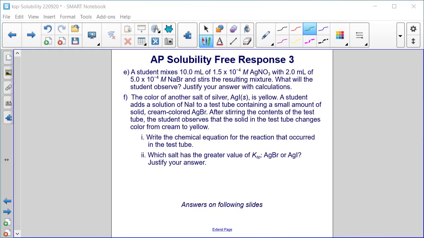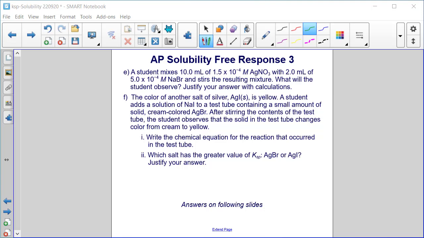E, a student mixes 10 milliliters of 1.5 times 10 to the minus 4 molar silver nitrate with 2.0 milliliters of 5.0 times 10 to the minus 4 molar sodium bromide and stirs the resulting mixture. What will the student observe? Justify your answer with calculations.